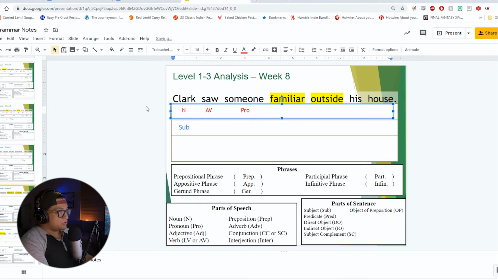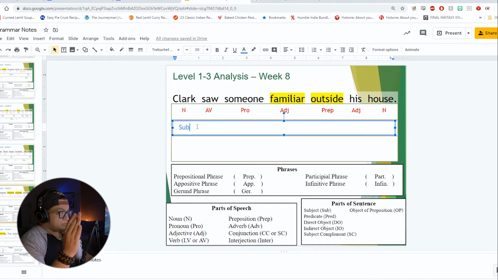Familiar, that one's a little tricky too, but that's actually an adjective, because that is describing the pronoun someone. And it's easy to forget this, but adjectives can actually describe both pronouns and nouns. So keep that in mind. Outside, that's showing us location, therefore must be a preposition. His, I think I gave you that. That's an adjective describing the noun house. That's level 1. Let's go ahead and get level 2, parts of sentence in.